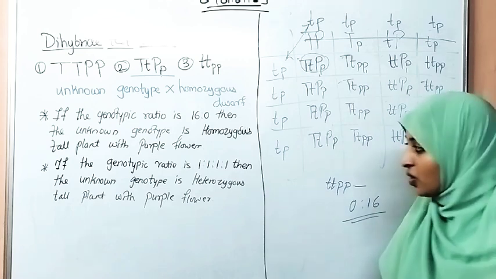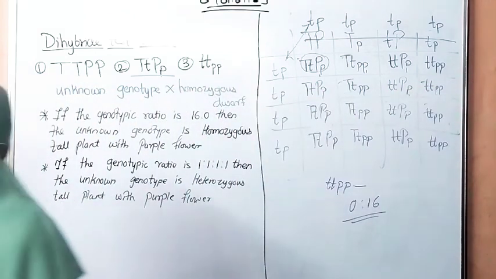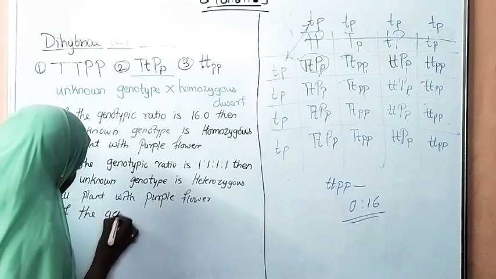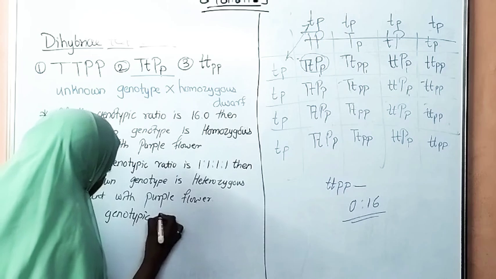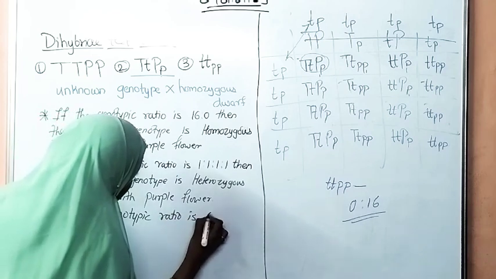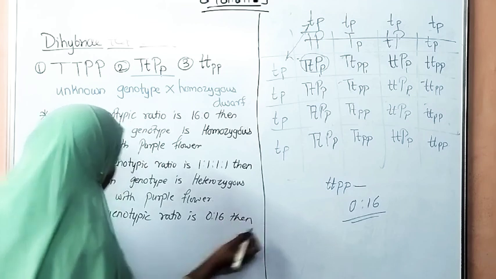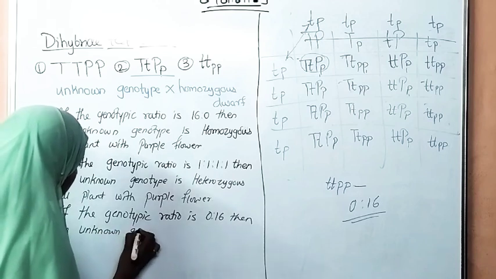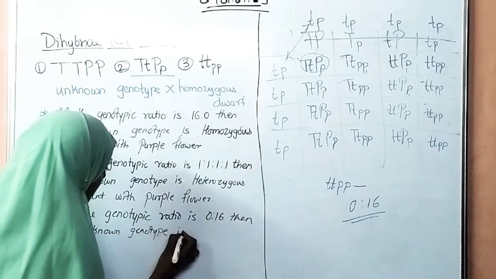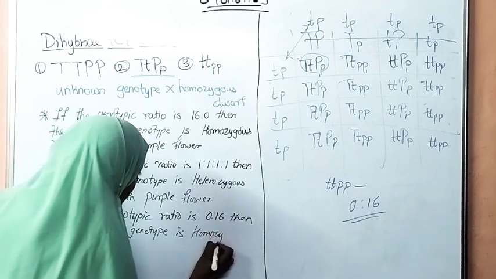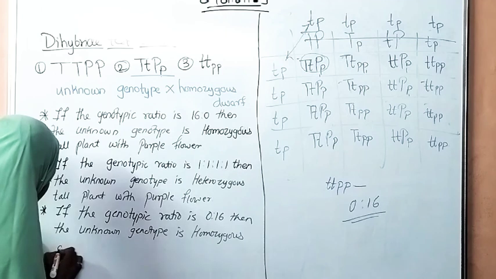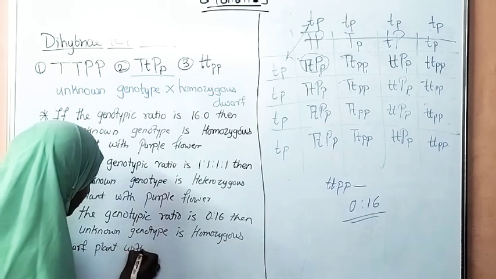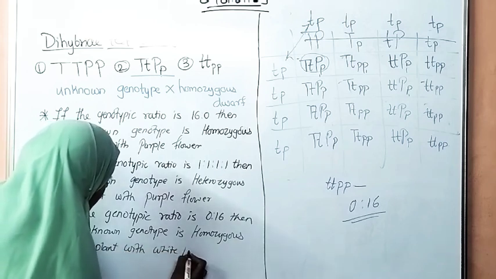So now see here, we write the statement: if the genotypic ratio is 0 to 16, then the unknown genotype is a homozygous dwarf plant with white flower.